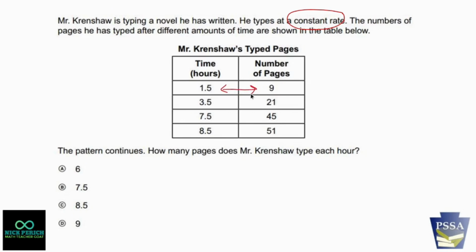So I'm going to pick the smallest one because it's easier. And what I need to do is 9 divided by 1.5. Now, this is probably a calculator section, but just in case it's not a calculator problem, I'm going to remind you how to do something like this.